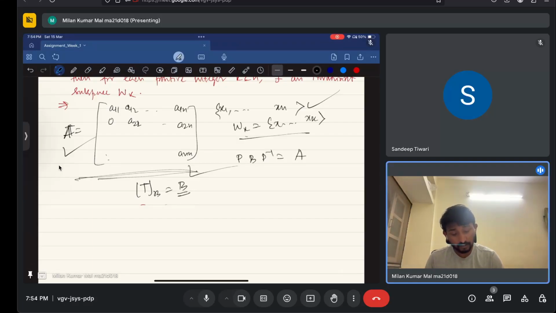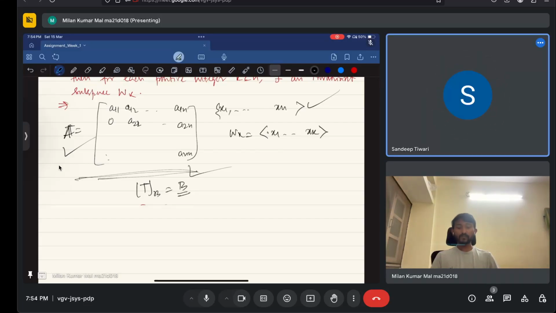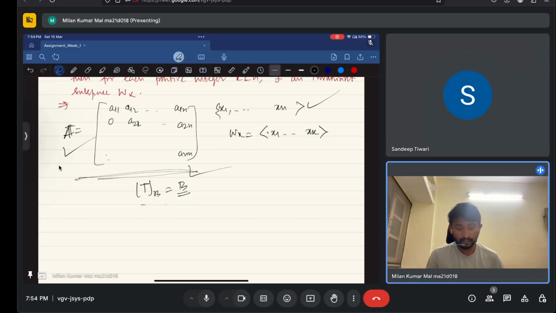So now if you consider WK, then this is invariant. WK is actually not x1, x2, ..., xk, WK is equal to the linear span of them, given by this symbol, the bracket. Then this is invariant under T. Why is this invariant under T? Any element alpha belonging to WK must look like this: the sum of ci xi, i equals 1 to k, right?